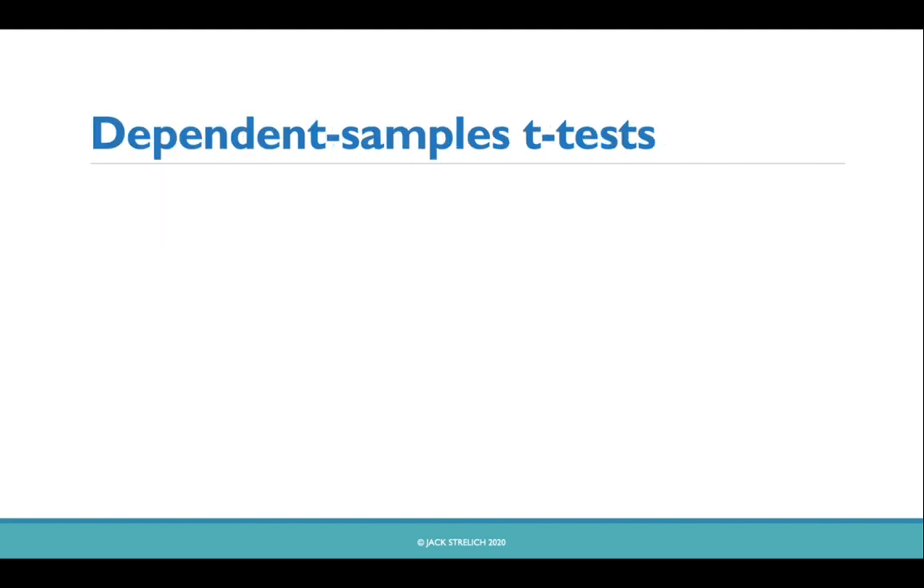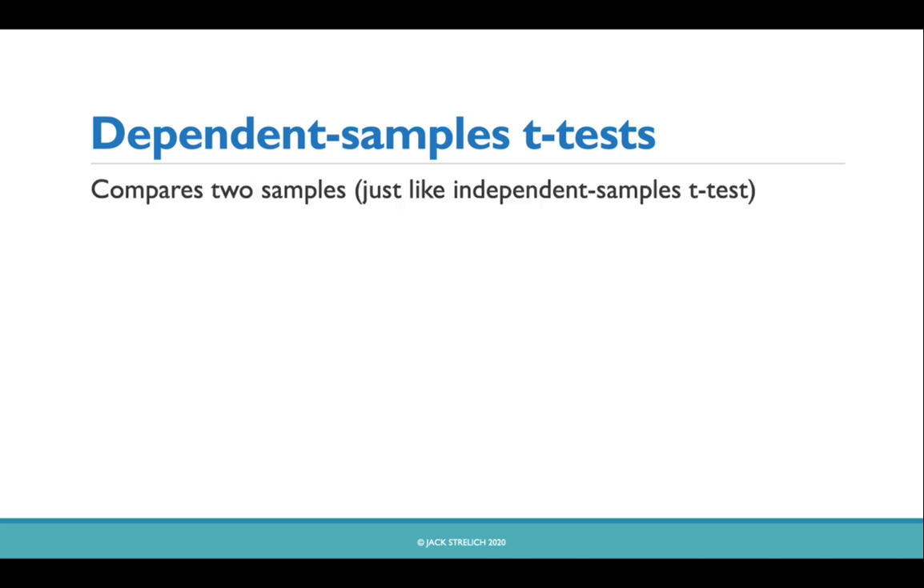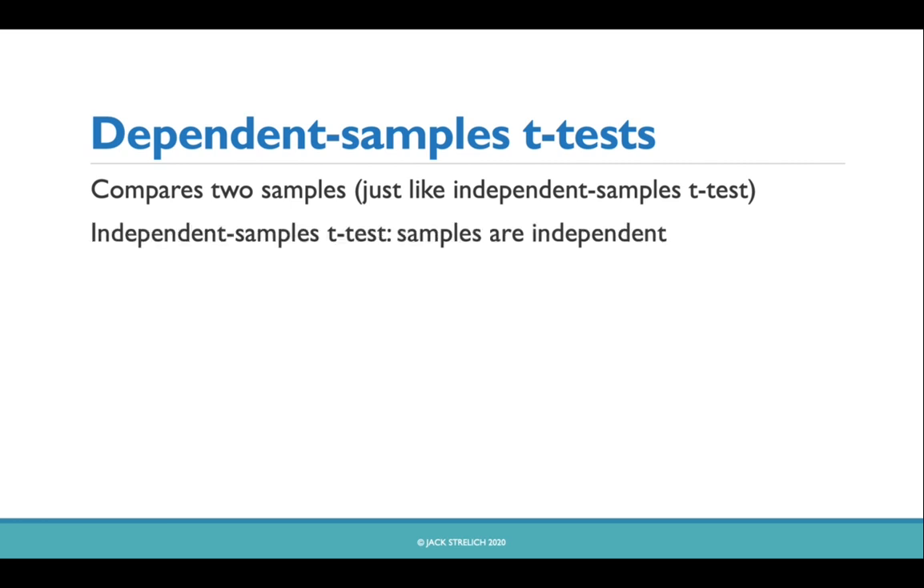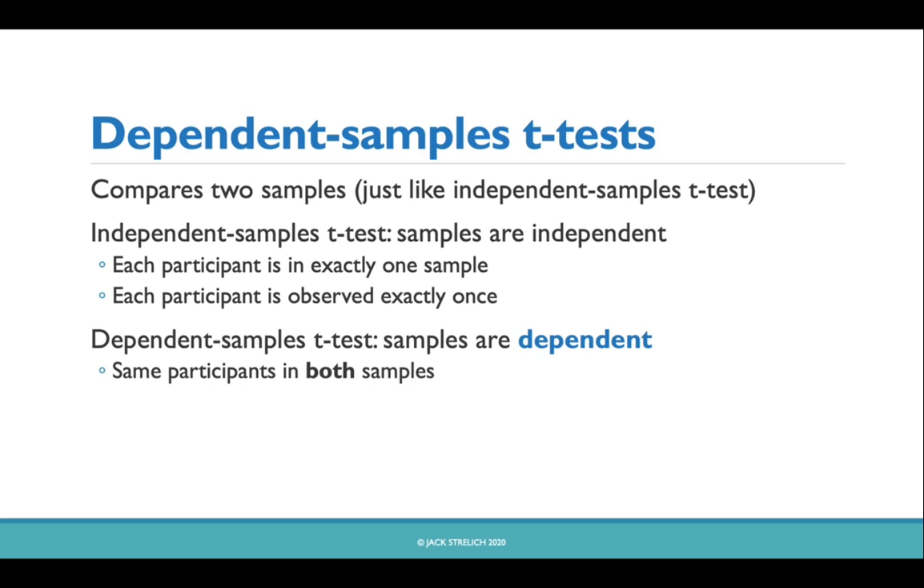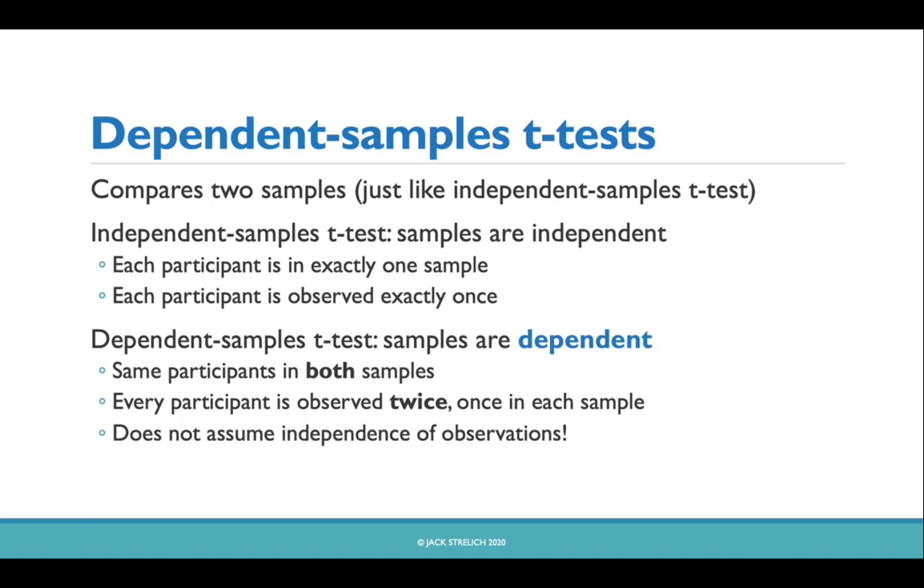And, as you might have guessed from the title of this lecture, this is going to be the dependent samples t-test. A dependent samples t-test compares two samples, just like an independent samples t-test. However, in an independent samples t-test, the samples are independent, as you might have guessed from the name. Each participant falls into exactly one sample, and each participant is observed exactly once. In a dependent samples t-test, the samples are dependent. We have the exact same participants in both samples, and each participant is observed twice, once in each sample. Crucially, the dependent samples t-test does not assume the independence of observations.